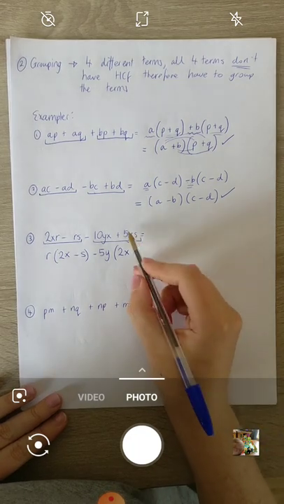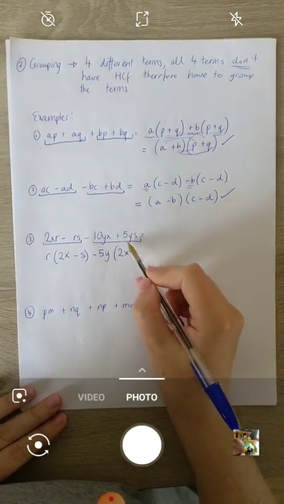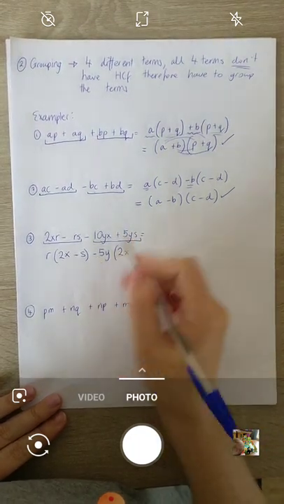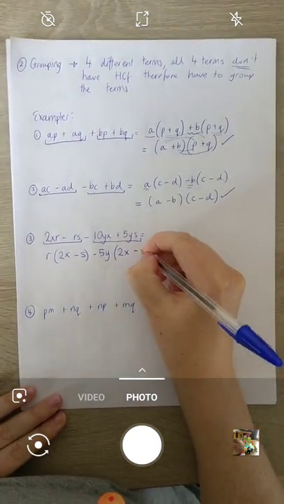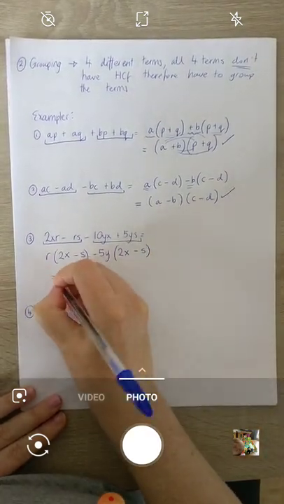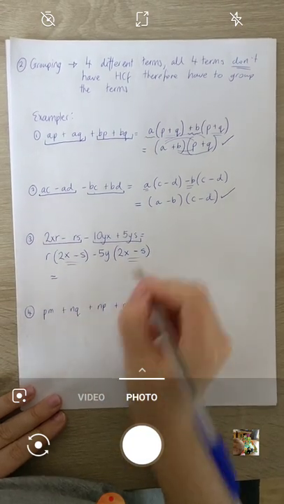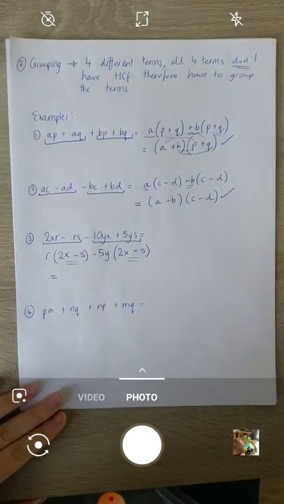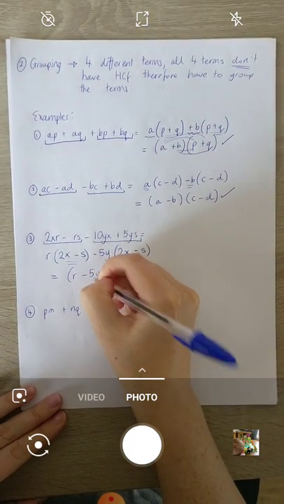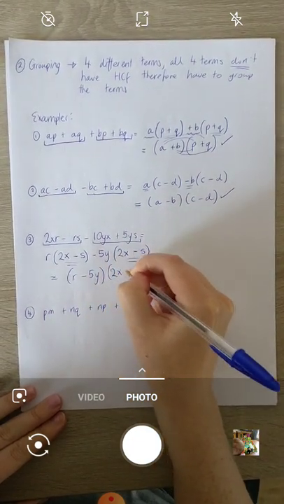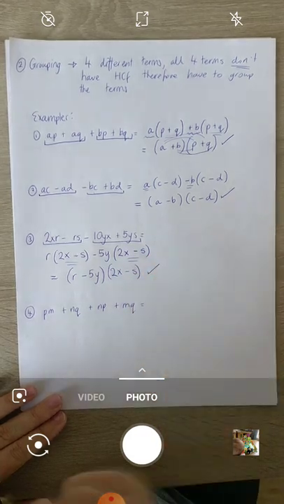And then here we've already taken out the 5 and we've already taken out the y. Minus by a minus again here gives us plus, and we're left with an s. So notice again, the two brackets are the exact same. So your final answer here is r minus 5y and 2x minus s.